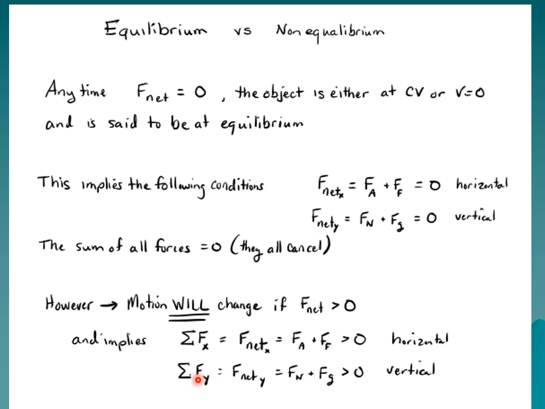Here in the sum of the forces in the y direction, the net forces in the y will be the normal plus gravity. Remember, gravity again being negative. This will not cancel. This will not be zero. And so if there is a net force in the vertical, then vertical motion will change.